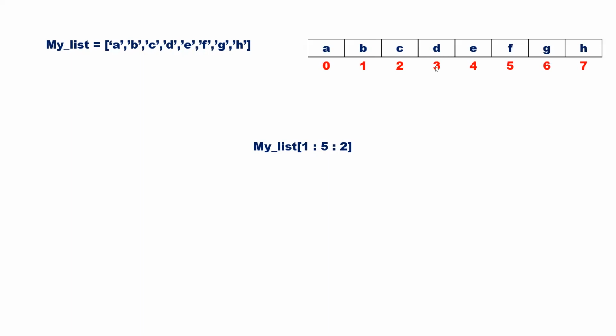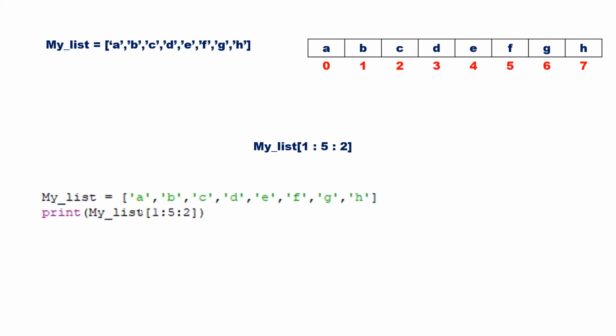1 plus 2, 3. The value at 3, that is D, will be extracted. Next, 3 plus 2, 5. So 5 is the end position. We do not include the value at F. So when we print my list 1 colon 5 colon 2, it will give us a new list with values B and D. The value at position 1 and the value at position 3.